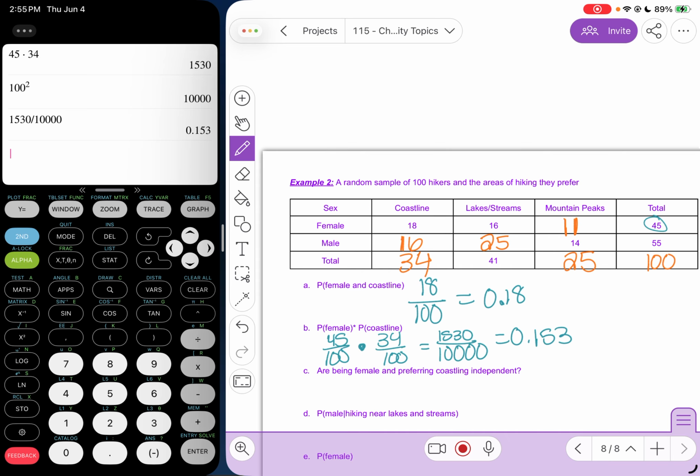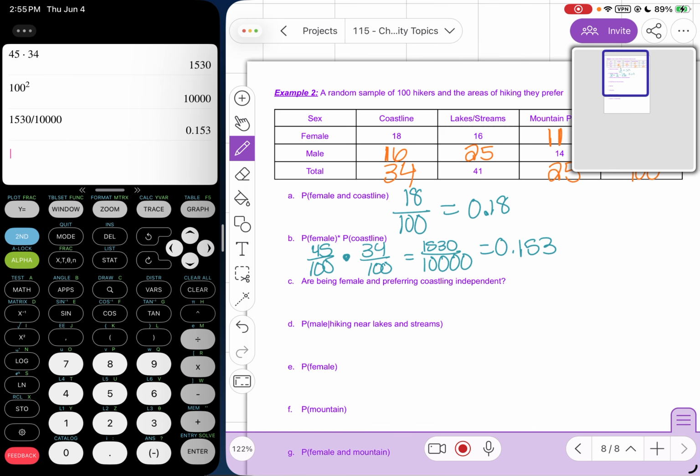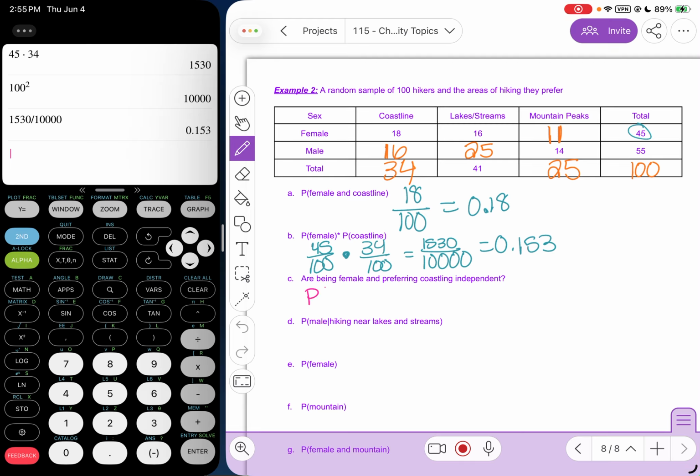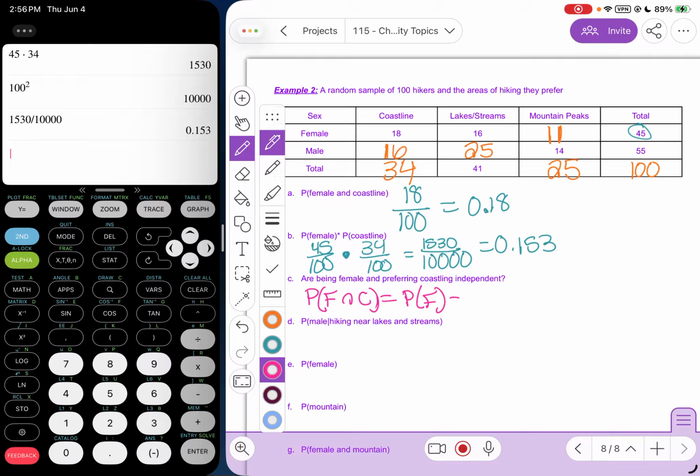And now it's saying, are being female and preferring coastline independent? So if we think way back a couple sections to those, if they were independent, female and coastline would be the same as just multiplying those together. So did we get the same thing when we multiplied female and coastline? So are A and B the same? No, they're not the same, so they're not independent. Okay, let's look at the next one.